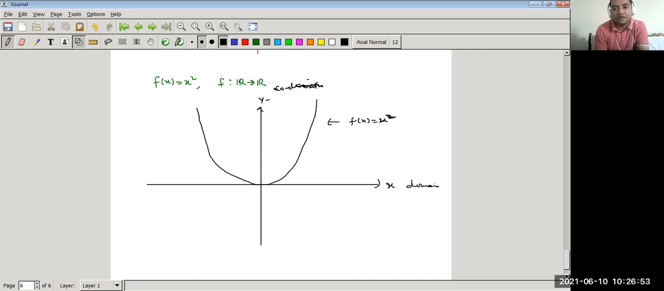So what is the range of this function? You can see that the range starts from 0 and goes to positive infinity. But what was our codomain? The codomain also had all the negative numbers. Our range is only the positive, or we can say non-negative, real numbers. In this case the range of f is the closed interval 0 to infinity. So this range is contained in the codomain, that is the set of real numbers. So in this case f is not onto.